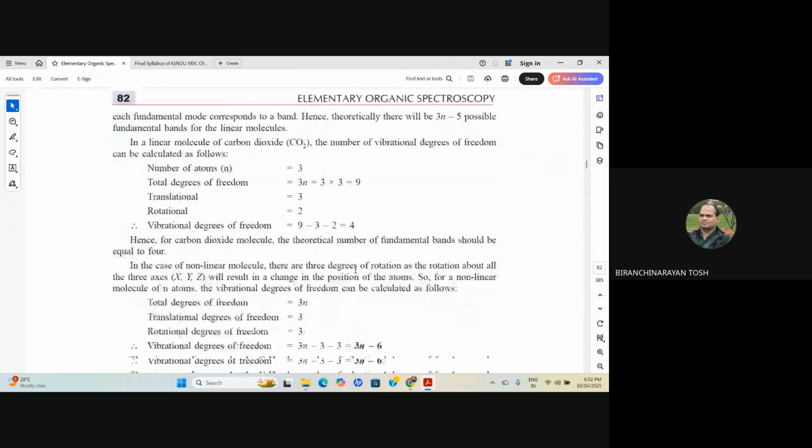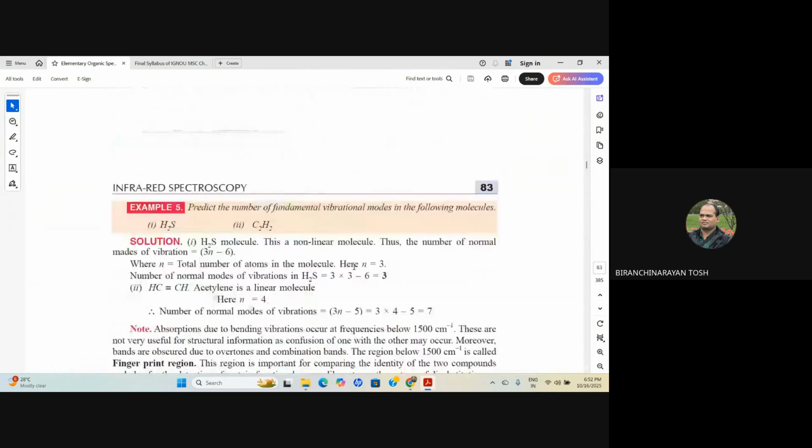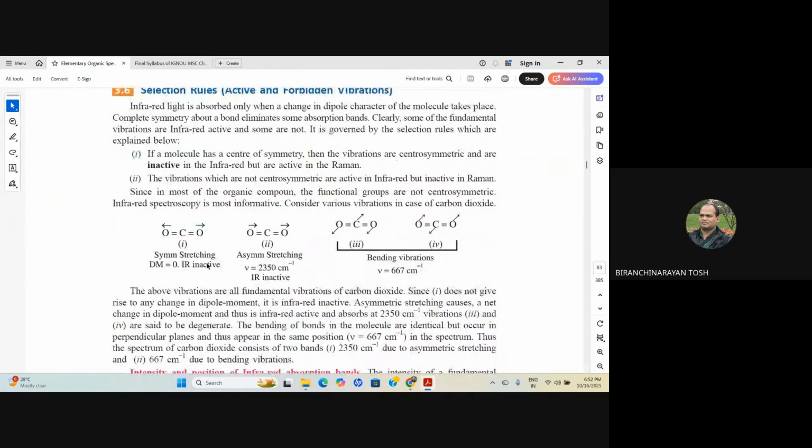How will it be 4? Let us consider the same figure here. See, it is carbon dioxide, a linear molecule. So there is symmetrical stretching, asymmetrical stretching, and bending also, this type of bending vibration. So 4 vibrations will be there. Theoretically, you can calculate and you can observe that also.